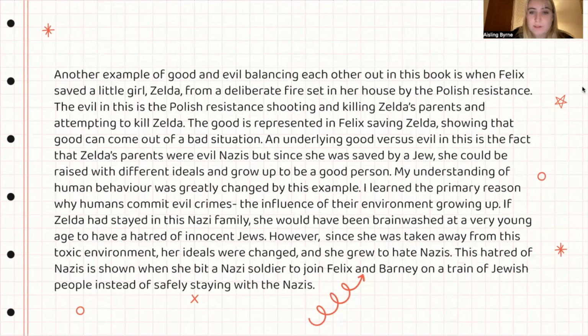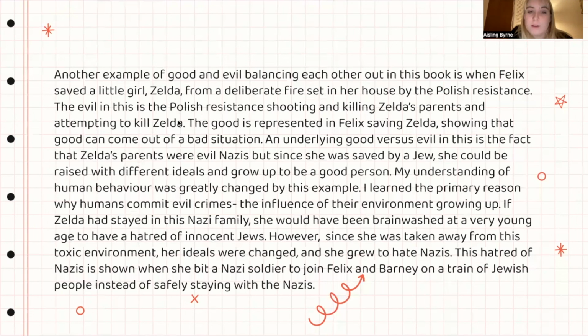And then we have this example from Zelda here, which is very interesting because in the book we have Zelda, whose parents were Nazis, and the Polish resistance, who would ultimately be seen as a good force because they're fighting against the Nazi forces who were the utmost evil. So the Polish resistance, in an attempt to fight back against the Nazi powers, were killing innocent children as well. Well, were attempting to kill innocent children as well, because these children were children of Nazis, but Zelda survived.